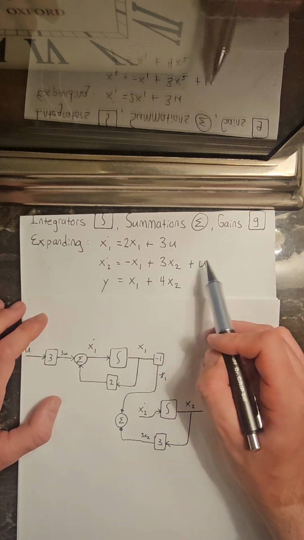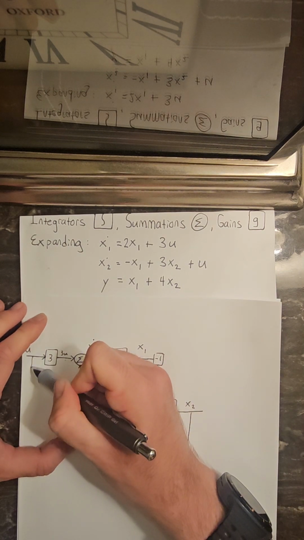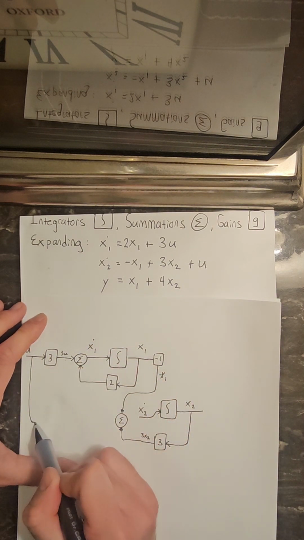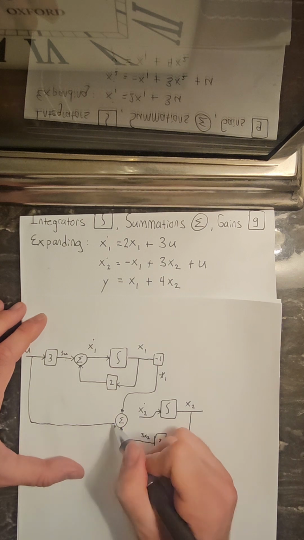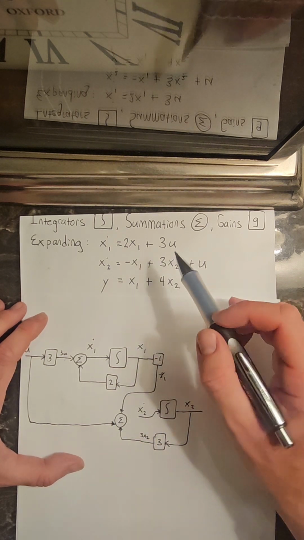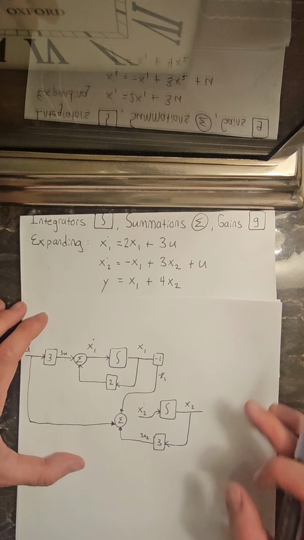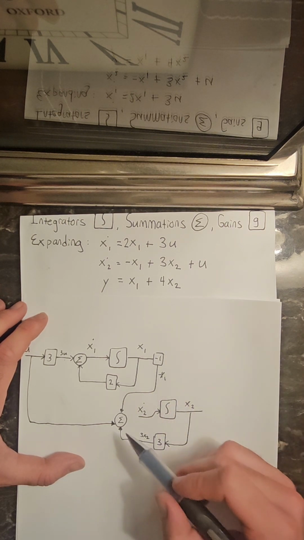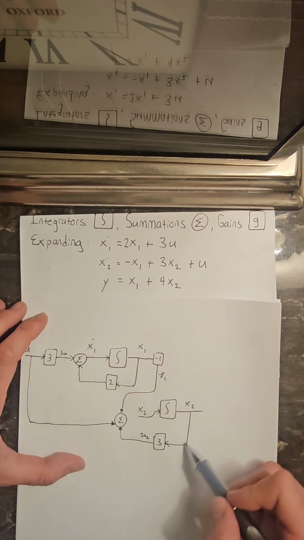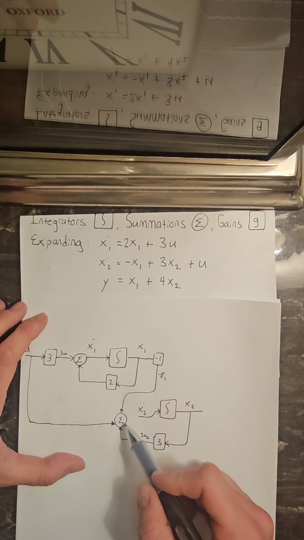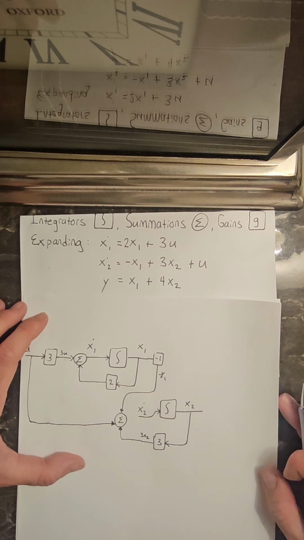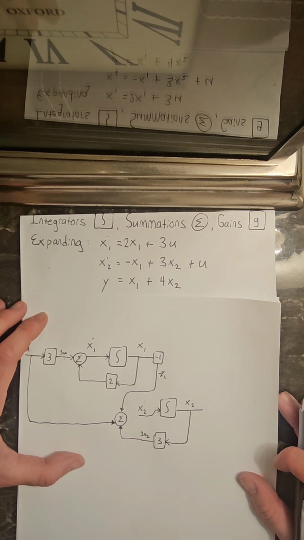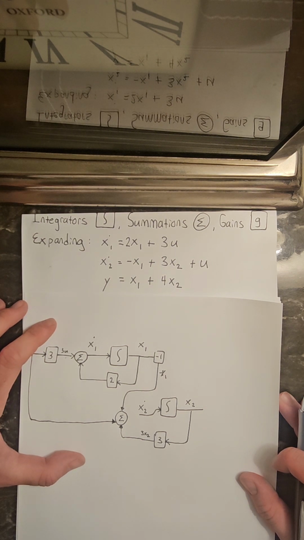And then the last thing we're adding is u. So let's just draw a line from here and input it directly into there. Things are getting a little crazy now, but what we just did is negative x1 plus 3 times x2 plus u. It's like a circuit almost. It's a system form or a block diagram representation.